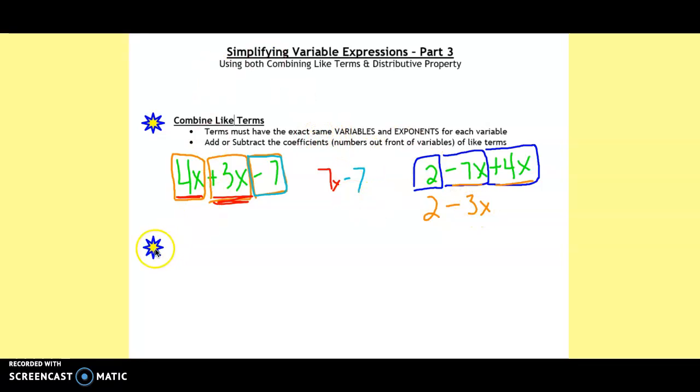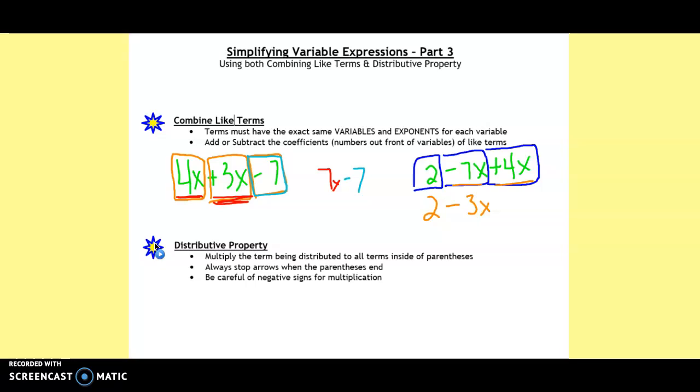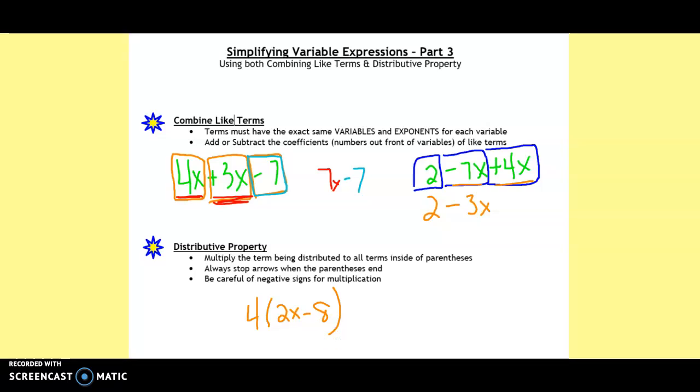We also looked at the distributive property, which is when you multiply a term outside of parentheses to all of the terms inside. So if we had, say, a positive 4 and a parenthesis, 2x minus 8, we would use those arrows. Those are probably familiar to you. And it's basically two simple multiplication problems, and you put your answers together. So 4 times 2x is going to give us 8x.